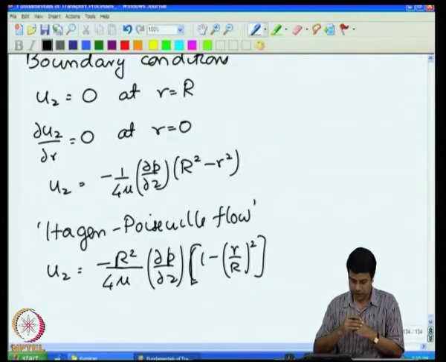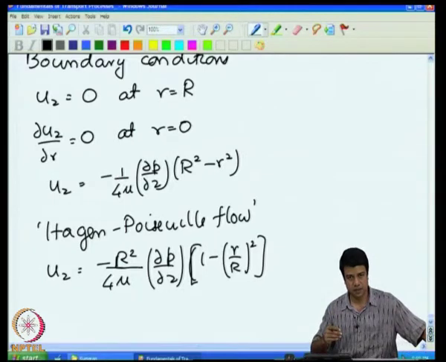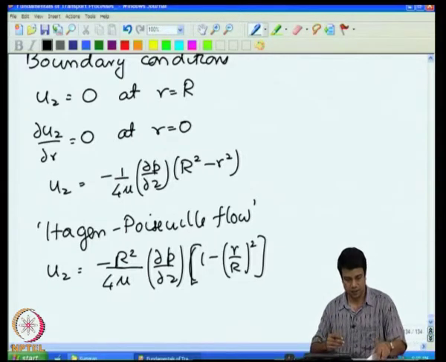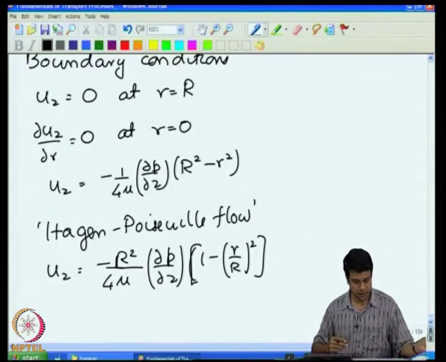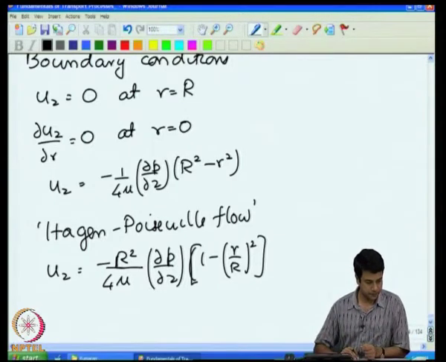And therefore, the pressure gradient and the velocity have opposite signs. Because I need to have a higher pressure at the inlet and a lower pressure at the outlet in order for the velocity to be positive.